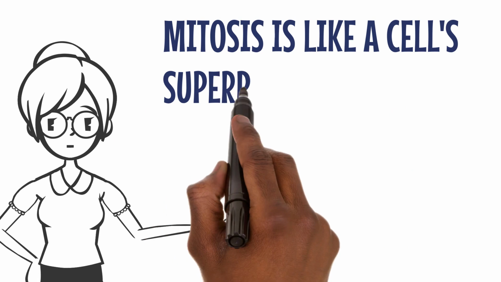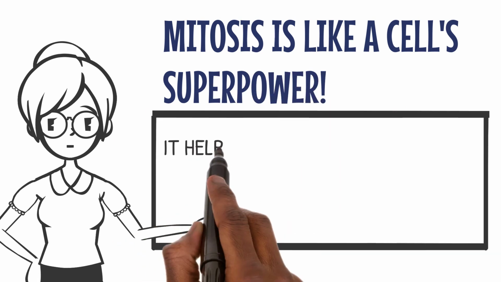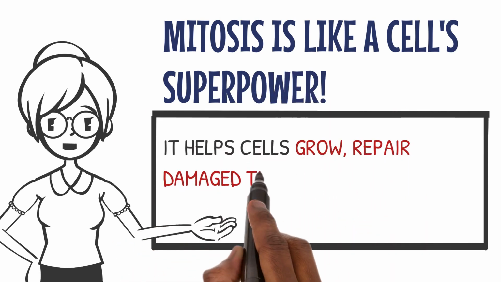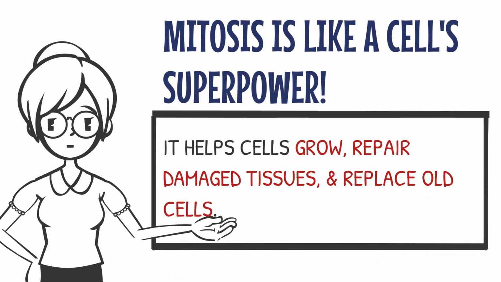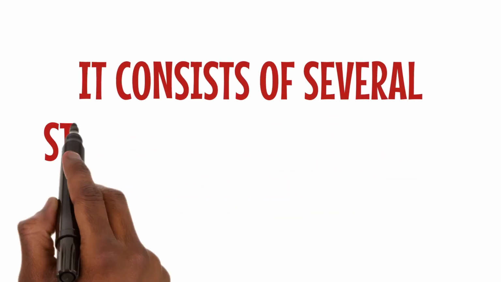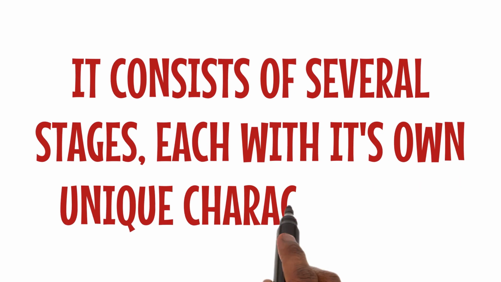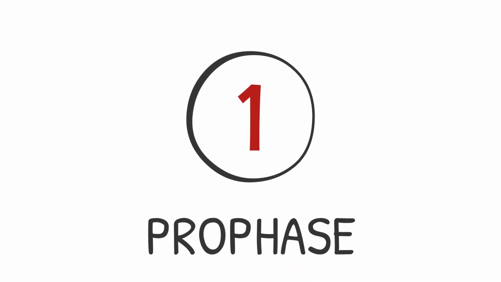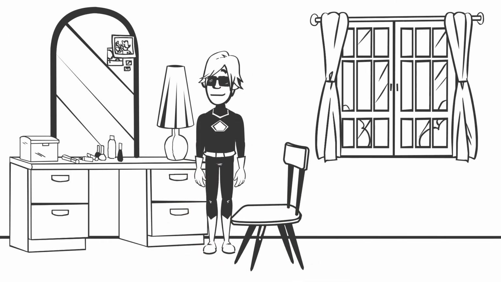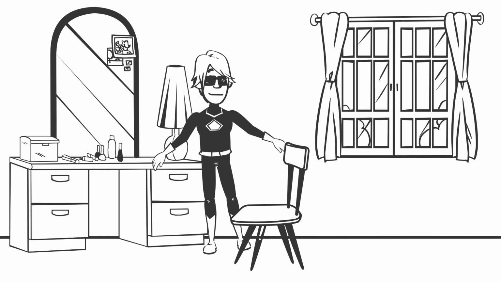Mitosis is like a cell's superpower. It helps cells grow, repair damaged tissues, and replace old cells. It consists of several stages, each with its own unique characteristics. First up is prophase, the beginning of the show. Picture early prophase as a cell's superhero costume fitting perfectly. The DNA condenses, and the nuclear envelope disappears.